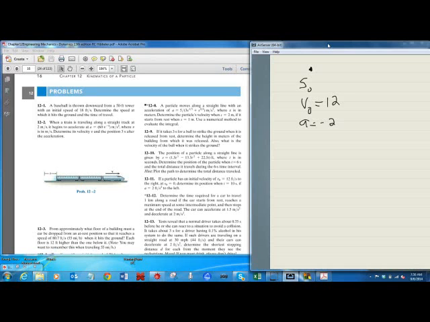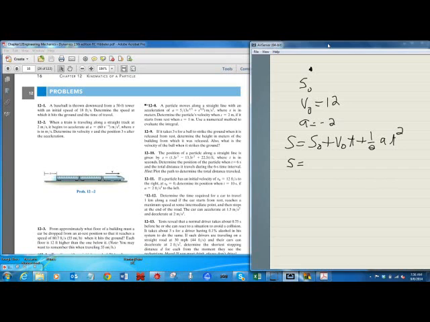But anyway, we're going to use the x equals x0 plus, right? So let's put that one down. So s equals s0 plus v0t plus 1/2 a t squared, right? So let's plug in. So s, which is what I want, equals s0.